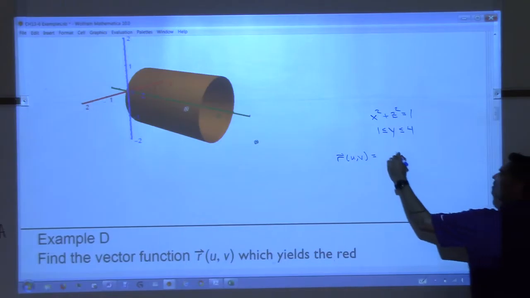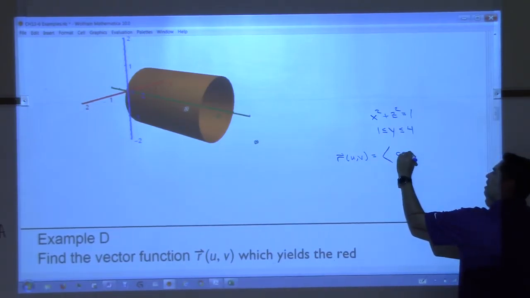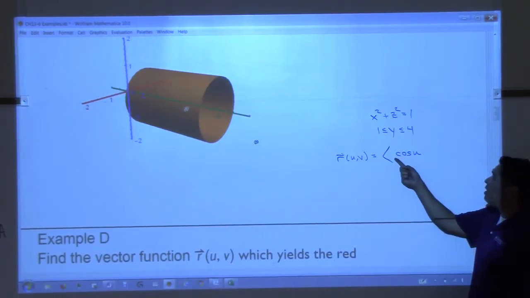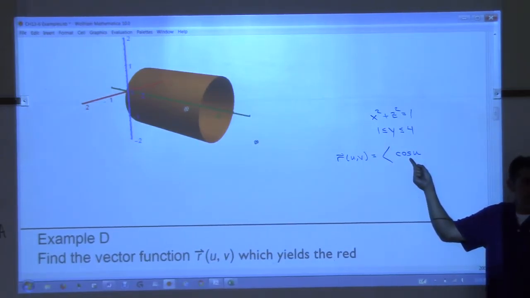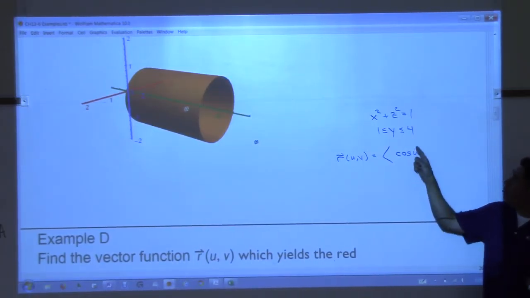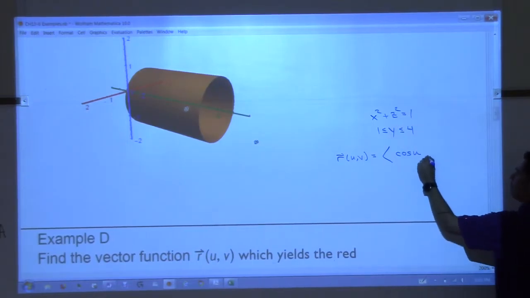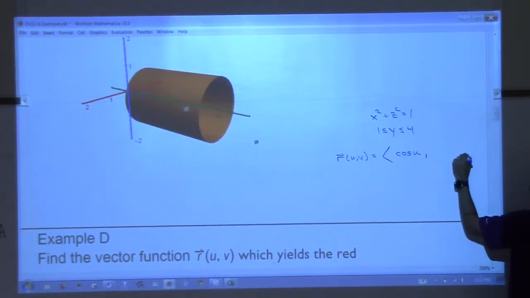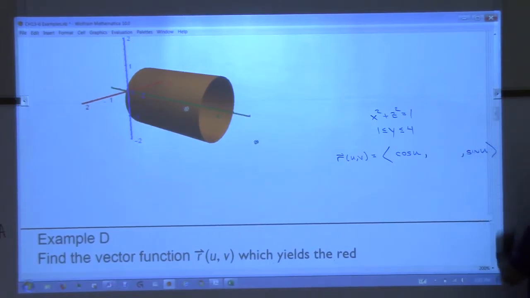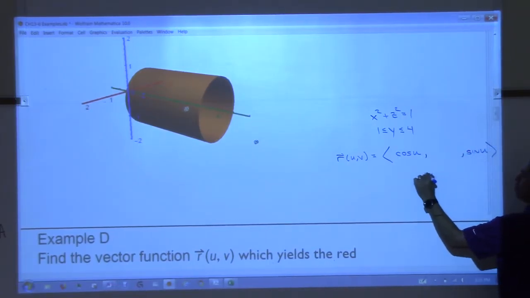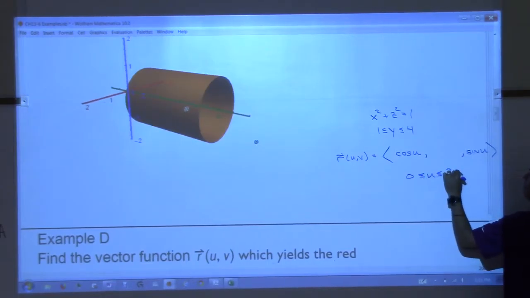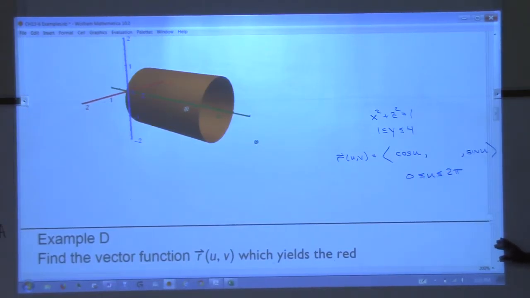What do you want x to be? Cosine u. Now you're doing one cosine u, so you're saying that this is going to draw a circle of radius 1, which is this, right? Okay, what else? Z is sine u. Everyone agree that if I just did that with u between 0 and 2 pi, I'm going to draw a circle of radius 1. Yes. This is just going to tell me where my y coordinate needs to be. And where does it need to be? From 1 to 4. It needs to be every circle that goes from 1 to 4.